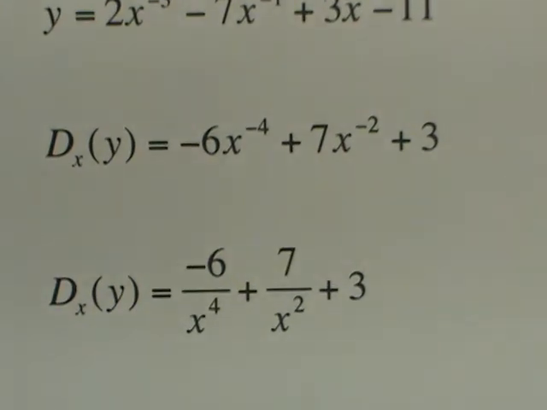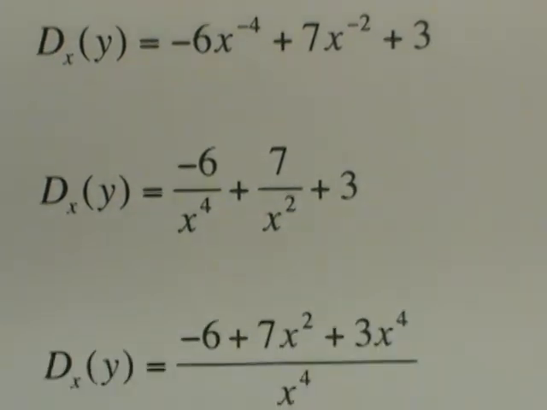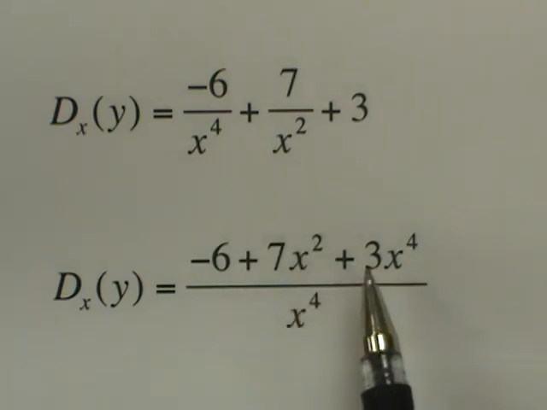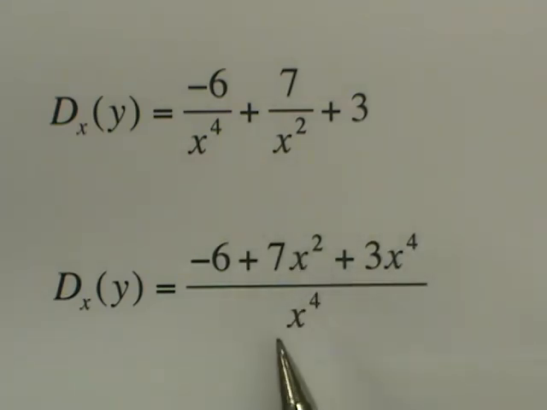Once again, I can turn this into one fraction if I find a common denominator. Common denominator would be x to the fourth, so I'd multiply top and bottom by x squared, and for this third term I would multiply top and bottom by x to the fourth. That would produce negative 6 plus 7x squared plus 3x to the fourth over x to the fourth.